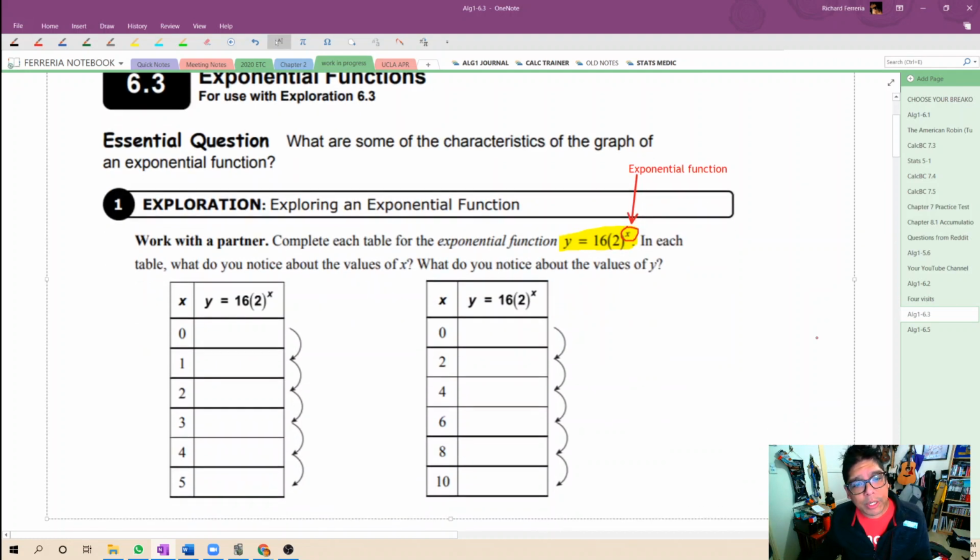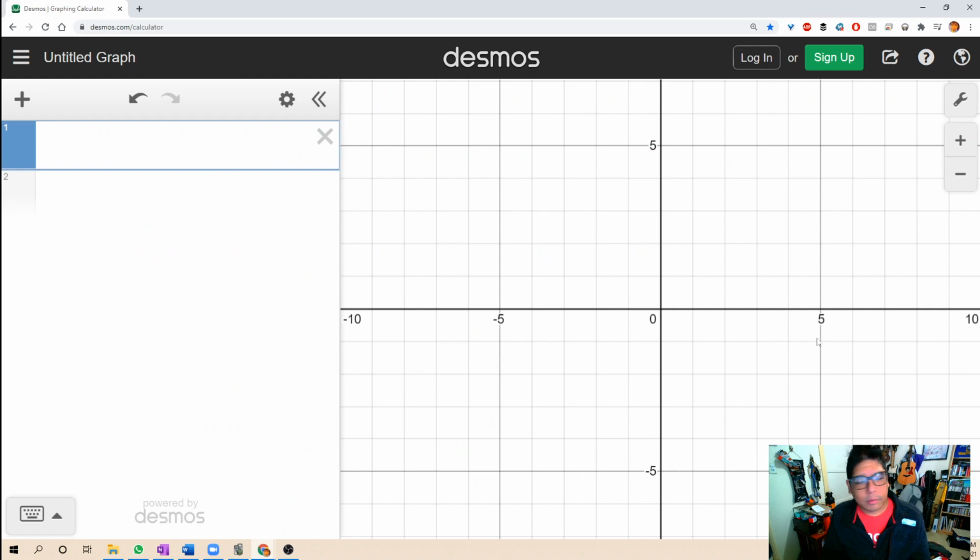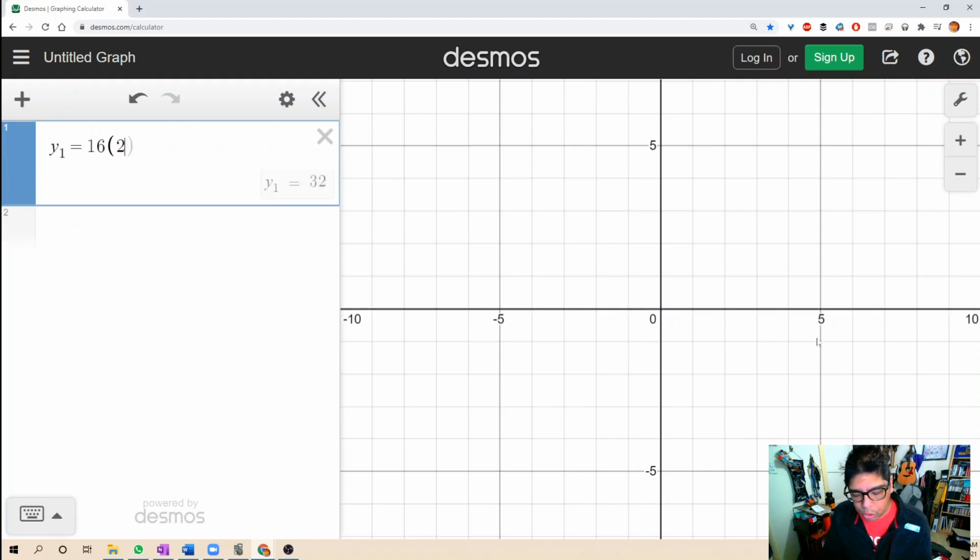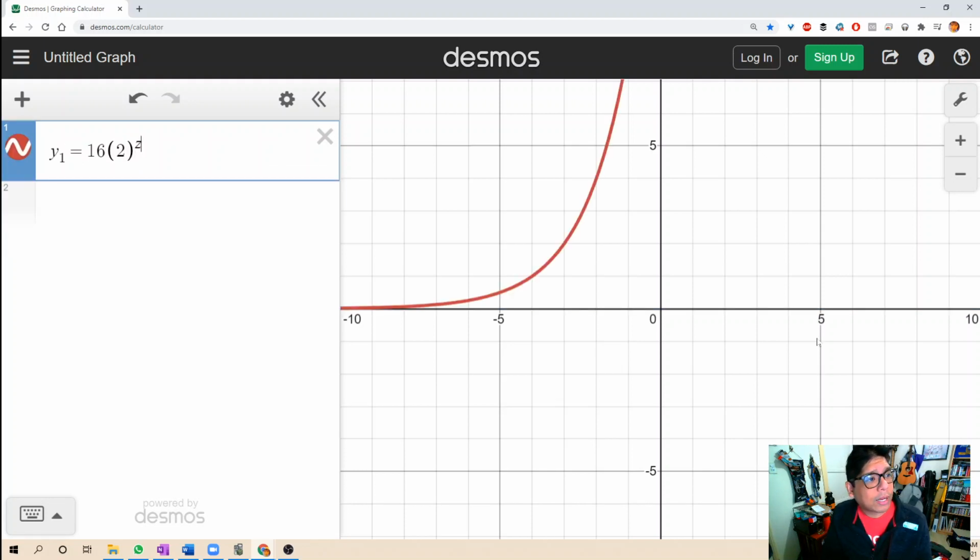In this exploration, we're going to try to graph this a little bit smarter using Desmos as a tool. So let's get a Desmos window open right now. Okay, here we have our blank Desmos screen, and I'm going to type the function exactly as I saw it, with one exception. After typing y, I'm going to type the number 1, and that gives me the subscript y1. That's going to enable me to do a lot of fun things with this graph. So it's equal to 16 times 2 to the power of x. There we go.